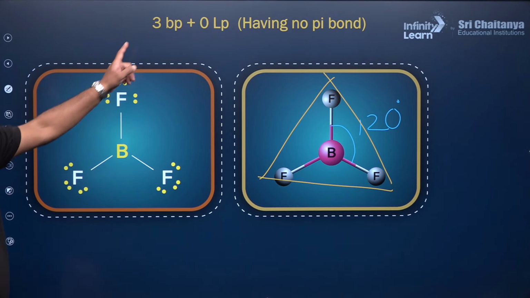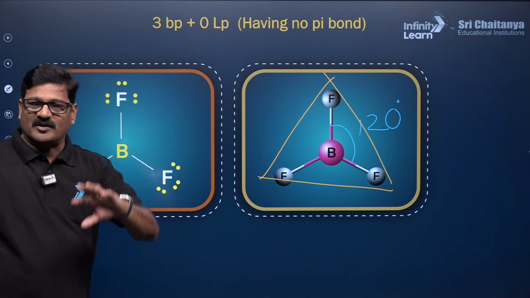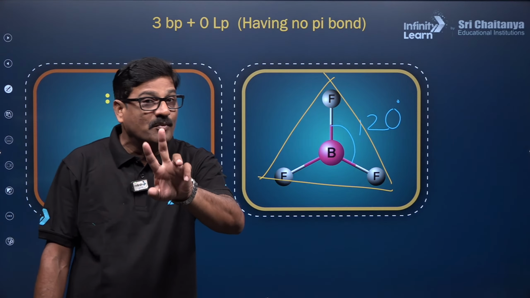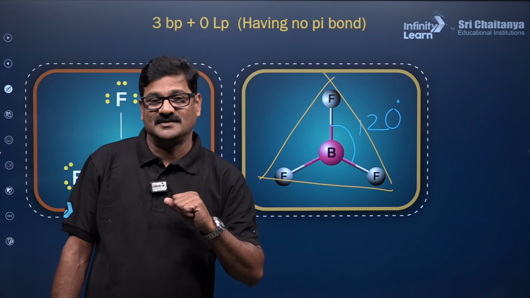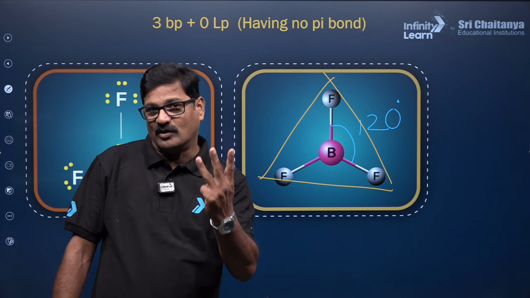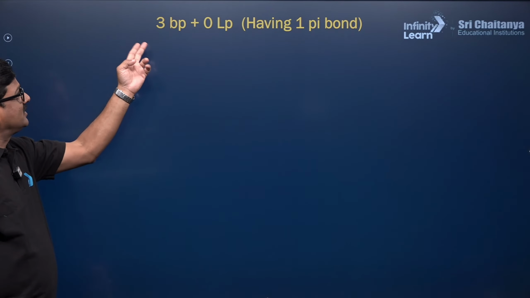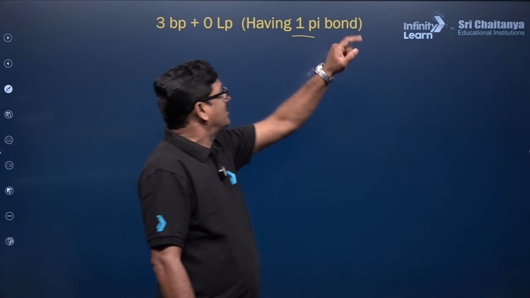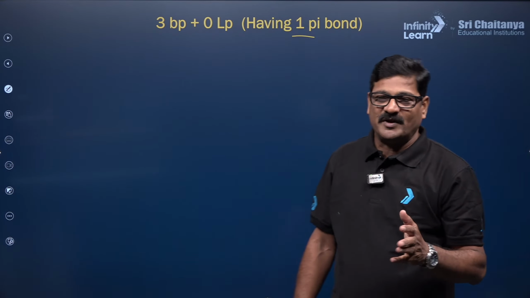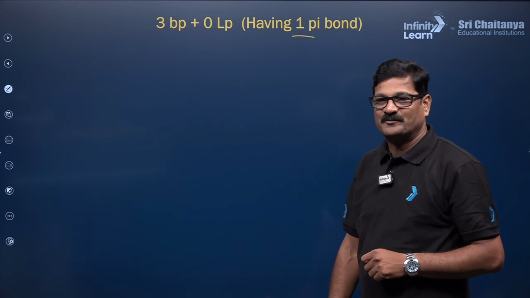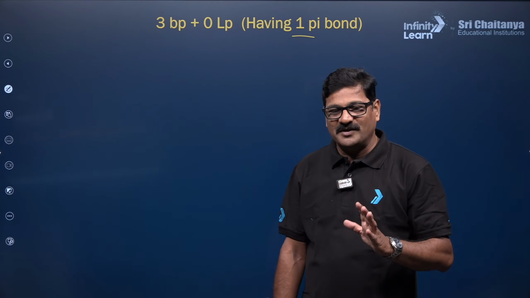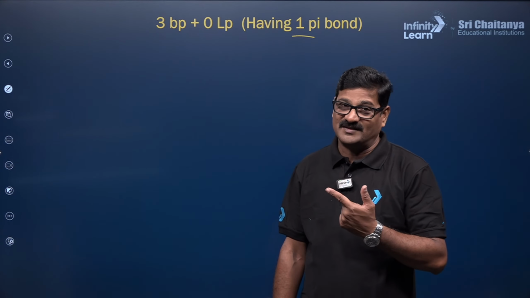Okay, now 3 bond pairs and 0 lone pairs, और एक combination निकालना है: 2 bond pairs, 1 lone pair, ताकि 2 + 1 steric number 3 होगा ना. Now it is going to be 3 bond pairs, 0 lone pairs, and there will be one pi bond. I would be very happy if somebody gives an example for this.